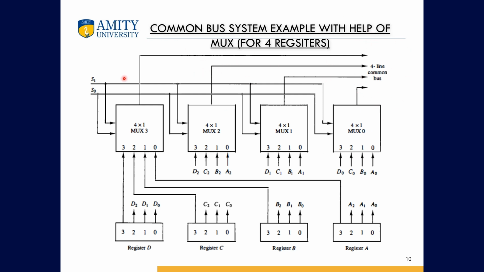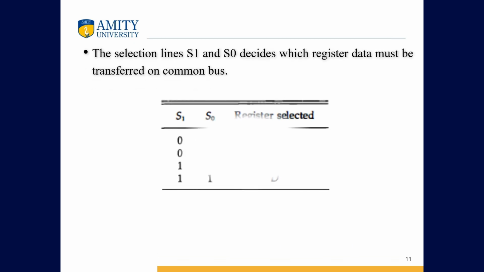Same way, if it is 1 0, then it's the third position, or the second denoted bit, which is C. So C will come as the output on the common line. In the same way, if both selection lines are 0, A; if it's 1 0, C; 1 1 will transfer D, and so on.